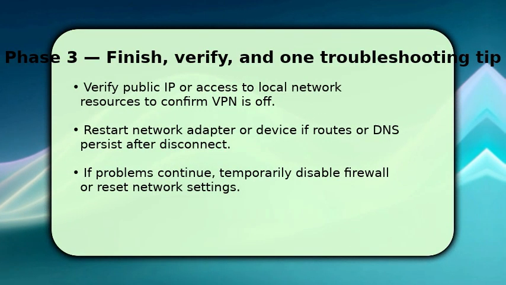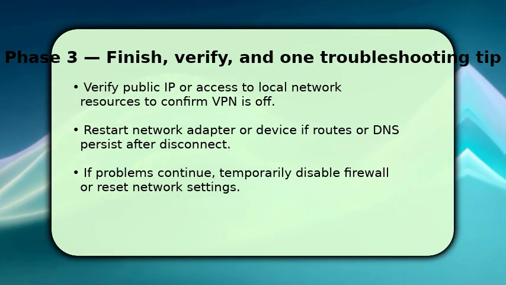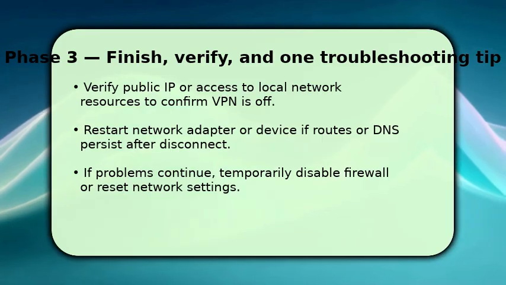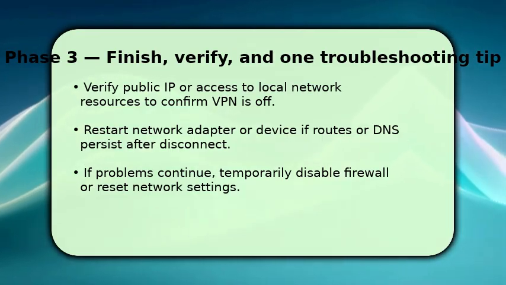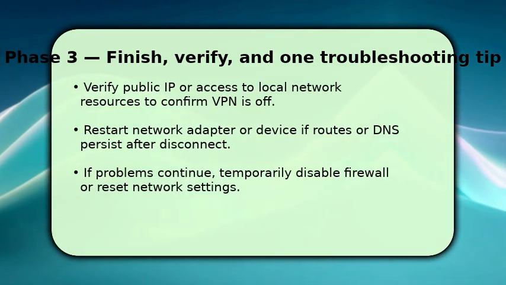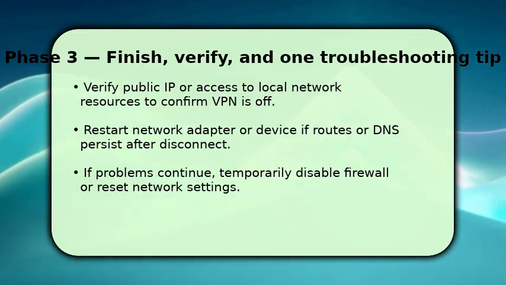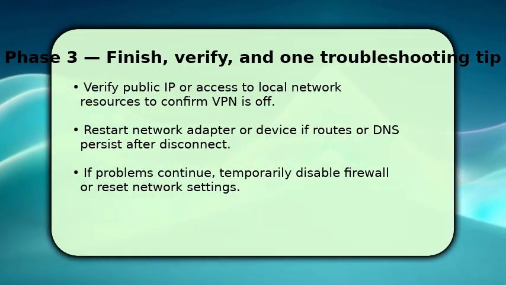If you still see VPN routes or DNS entries, restart the network adapter or reboot the device to clear cached settings. If issues persist, temporarily disable firewall rules or reset network settings as a targeted troubleshooting step. This resolves stubborn route and DNS leaks.